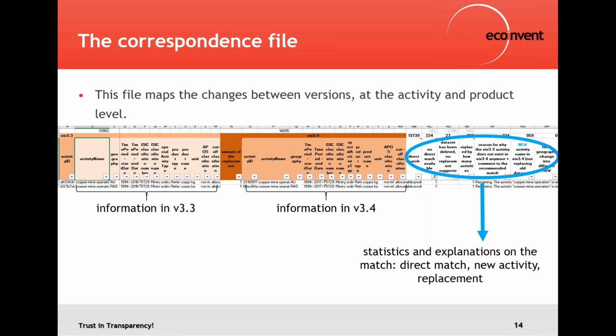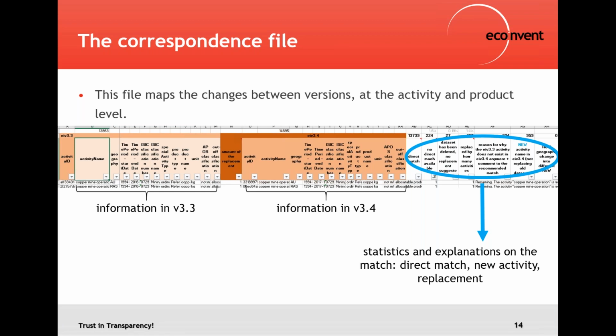You might find a new activity that now exists in 3.4 and did not exist in 3.3 before. So obviously there is rarely a possibility to match an activity when it's totally new. Or it will explain how a replacement has to happen. And when would we need a replacement?